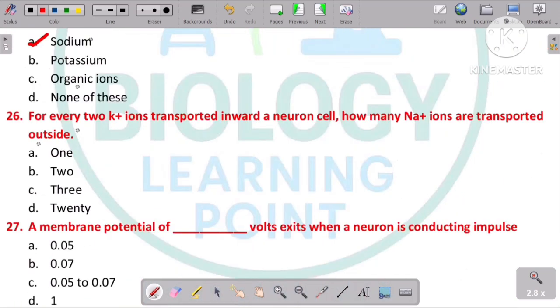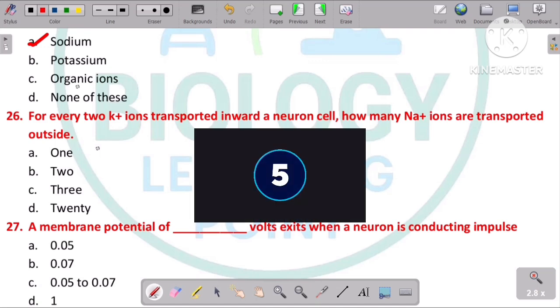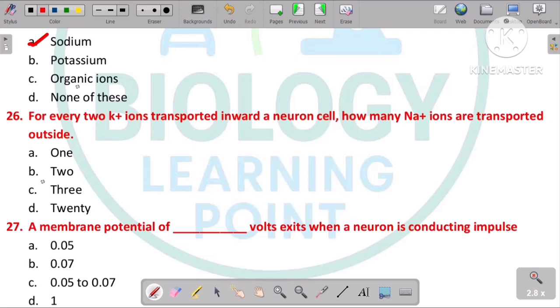So the next question is: for every 2 potassium ions transported inward into a neuron cell, how many sodium ions are transported outside? So the right answer is option C, 3.